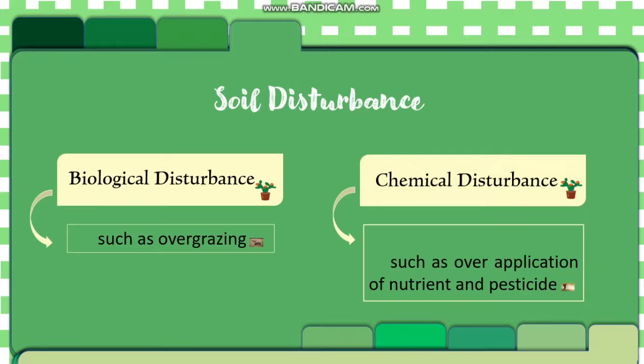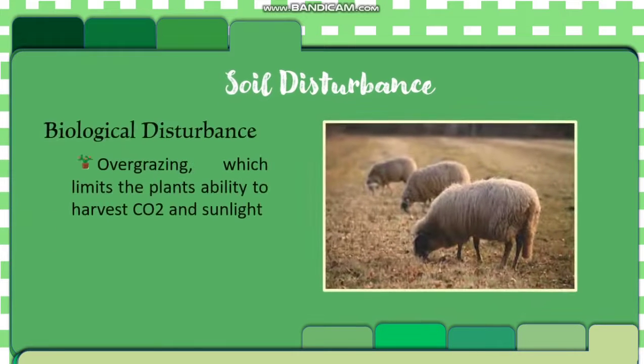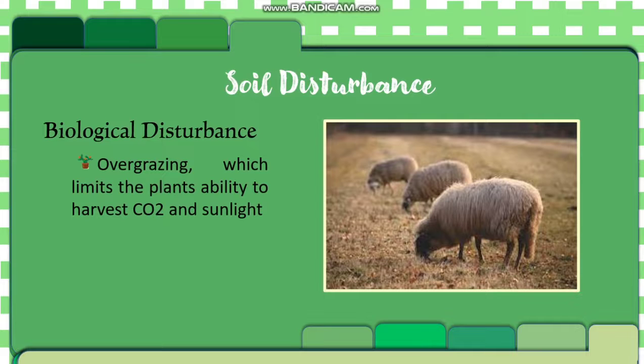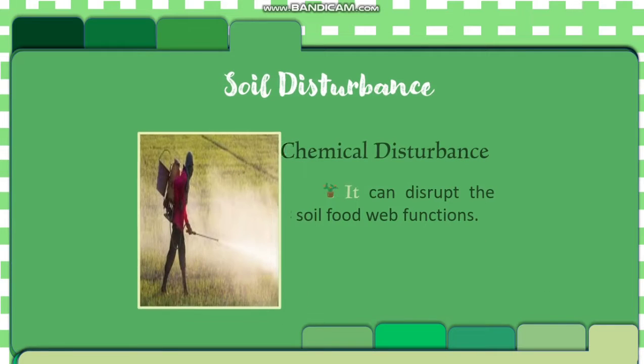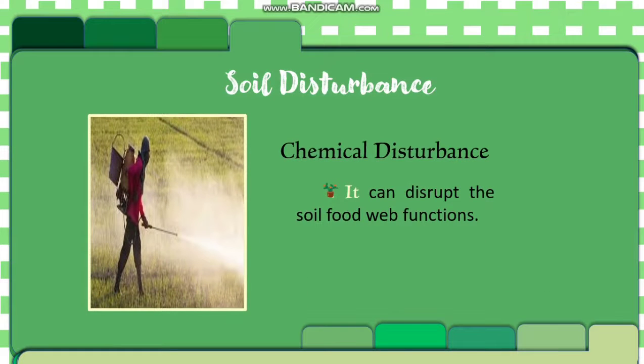We also have here soil disturbance. We have biological disturbance and chemical disturbance. In biological disturbance such as overgrazing, nililimit nito yung plant's ability to harvest CO2 or carbon dioxide and sunlight. And another one is chemical disturbance. Ang example nito ay yung sobrang pag-apply ng mga nutrient and pesticides sa isang halaman, sa mga halaman. It can disrupt the soil food web functions.